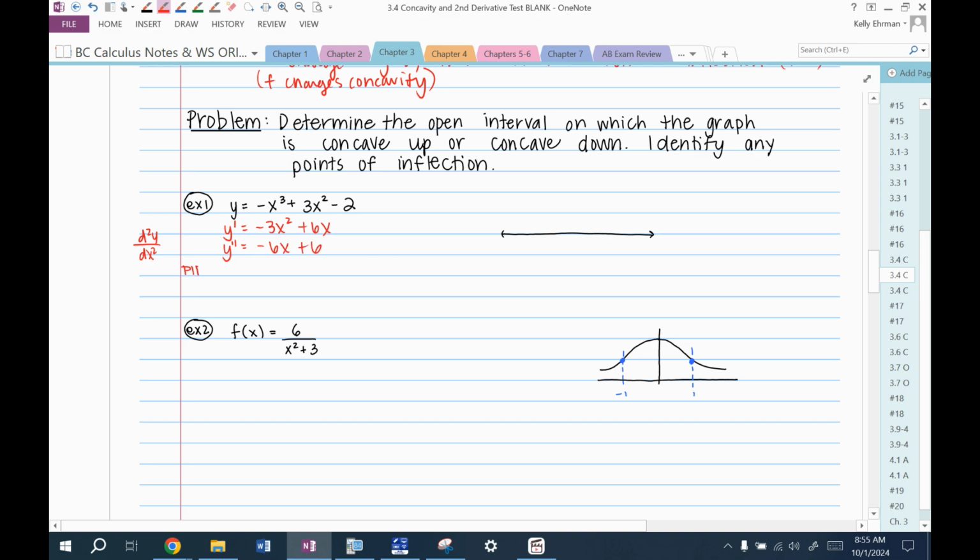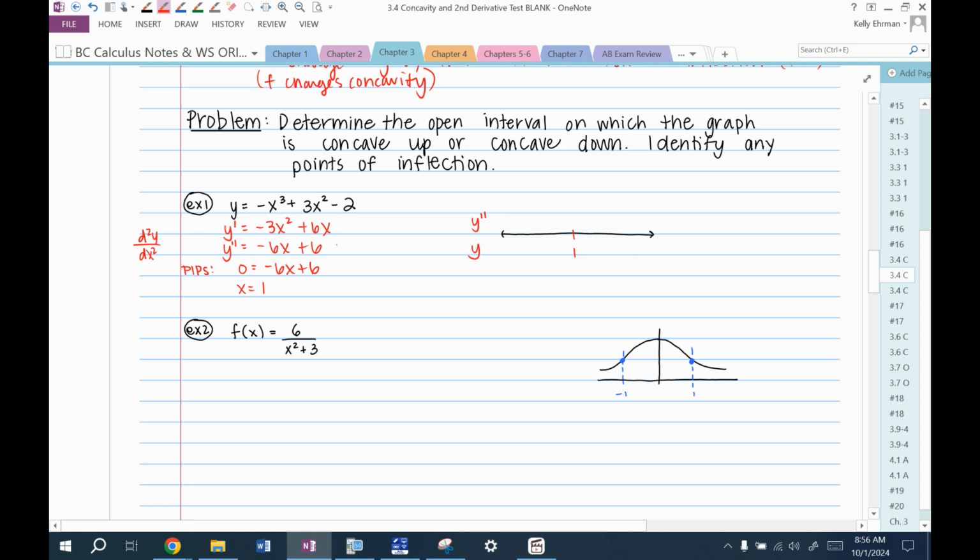Find our PIPs, our possible inflection points, by setting the second derivative equal to 0. There's no place where this would be undefined. If I add 6x and divide by 6, I would then get x equals 1. So 1 is a possible inflection point. So now we need to come over here to a number line and place it on the number line. And just like we did with the first derivative test, plug values or sketch the graph of y double prime. Plug that in to see whether the second derivative is positive or negative.